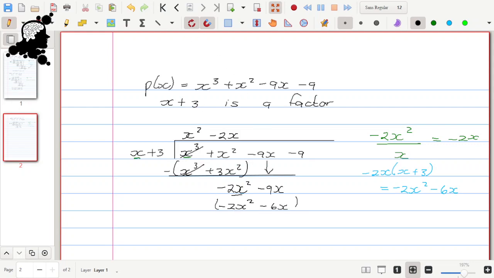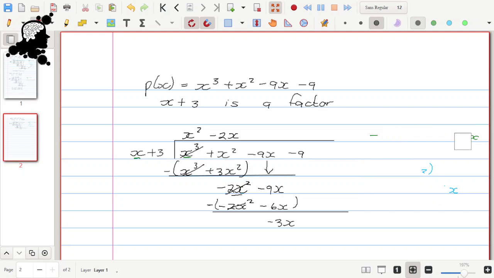Once again, when we get to this point, we need to do the subtraction. So to do the subtraction, we basically introduce the brackets as well as a negative sign. Then negative 2x squared minus negative 2x squared cancels out. Negative 9x minus negative 6x, if we think about that, is going to be negative 3x. Wonderful. Now that we've determined the negative 3x, the first thing we need to do, before I forget this time, is bring down the minus 9.